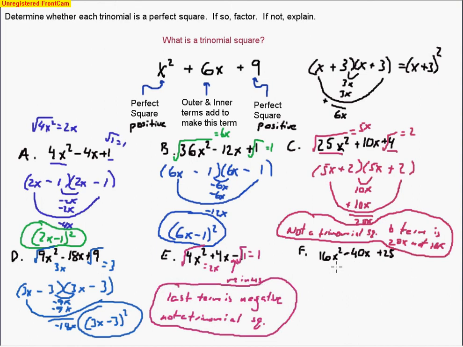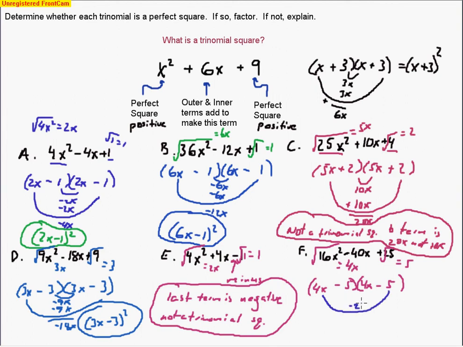Well, taking a look at the next one here, this one looks encouraging. We've got a 16x squared, which makes 4x if I took its square root. 25 makes 5. Both are positive, so we think it might end up working. So let's try it. Let's try 4x and 5. And so we'll go ahead and take a look at what the sign should be. They need to add to make a negative, so we'll put minus signs, and we just check those outside and inside terms to see if they do make negative 40x.